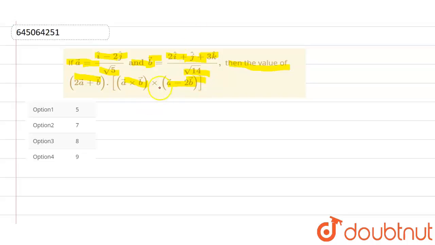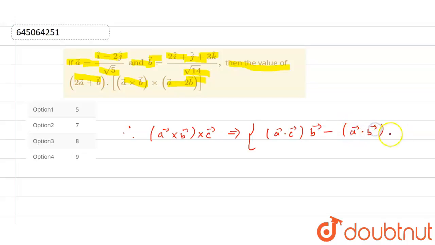First of all, we will use the identity: a vector cross b vector cross c vector. We know this identity, that is equal to (a vector dot c vector) b vector as it is, minus (a vector dot b vector) c vector as it is. This is the identity.